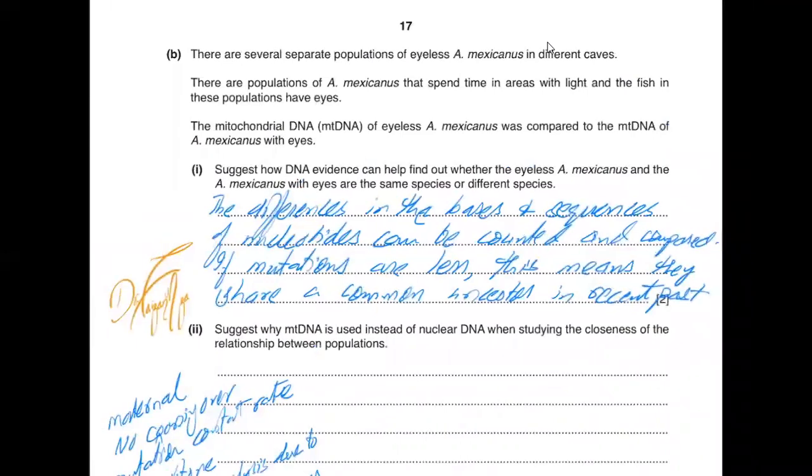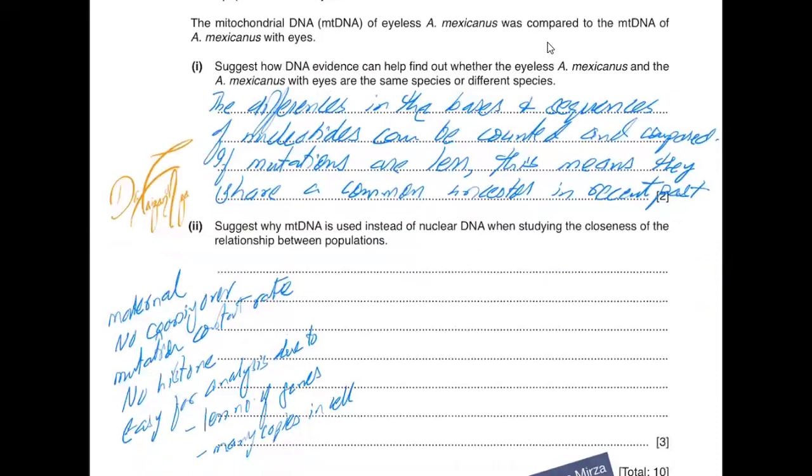There are several separate populations of eyeless cavefish. These populations spend time in areas with light, and fish in these populations have eyes. The mitochondrial DNA of eyeless fish was compared with the mitochondrial DNA of fish with eyes. This suggests how DNA evidence can help find out whether the eyeless fish and the fish with eyes are the same species or different species. So how can this be compared? We know the difference in the base sequence of the nucleotides can be counted and compared. If the mutations are fewer, this means they share a common ancestor in the recent past. And we can do this with microarray and using bioinformatics as well.